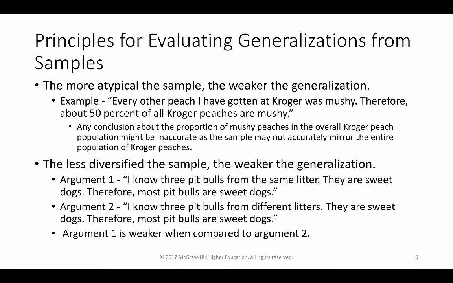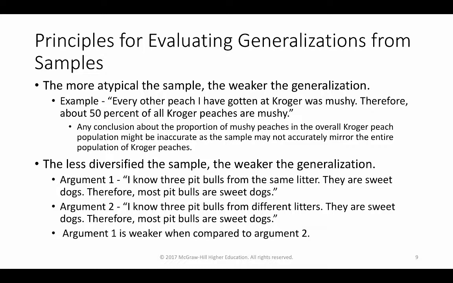When you're evaluating analogical arguments that use generalizations from samples, you need to look closely at what population they're talking about and what samples they're using. If there's a question about whether the sample they're using is typical or atypical of the entire population, then you have grounds to doubt the conclusion.